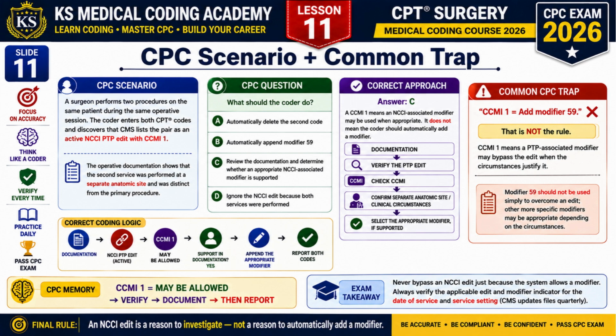The coder should follow this workflow: documentation → verify PTP edit → check CCMI → confirm distinct circumstances → select the appropriate modifier, if supported → report the codes. Here's the common CPC trap: adding a modifier simply to overcome an NCCI edit. Remember, CCMI 1 means may be allowed: verify, document, then report. And the final rule is: an NCCI edit is a reason to investigate, not a reason to automatically add a modifier.